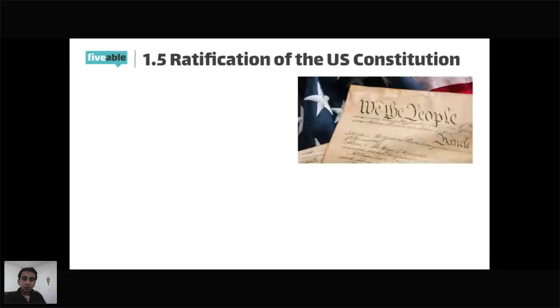Okay, so let's go ahead and move into topic 1.5, which is the ratification of the U.S. Constitution. Before we get started, what are some compromises that you know happened before the ratification of the Constitution? There were several, but what are some you know?